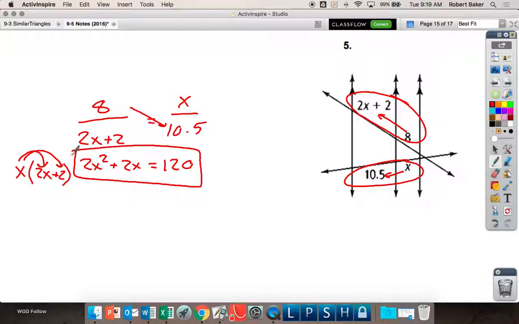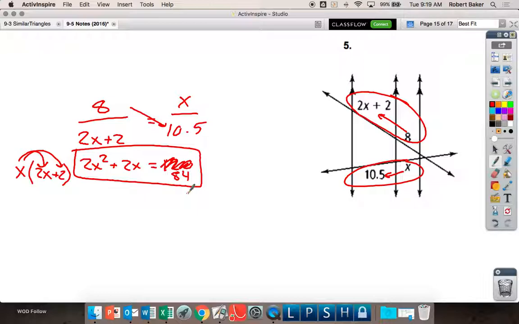How did you get 84? 8 times 10.5. Is it 84? Okay. You're right, 84. Does it make the problem any nicer? Nope. What are we about to do? Solve for x. How do you solve for x?